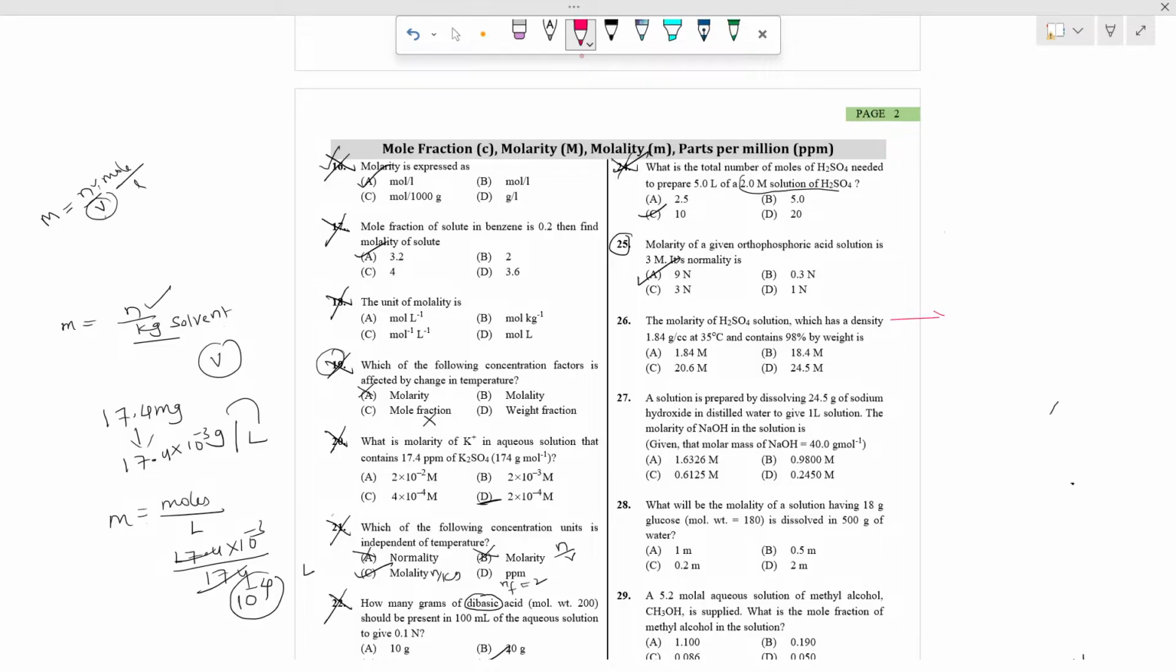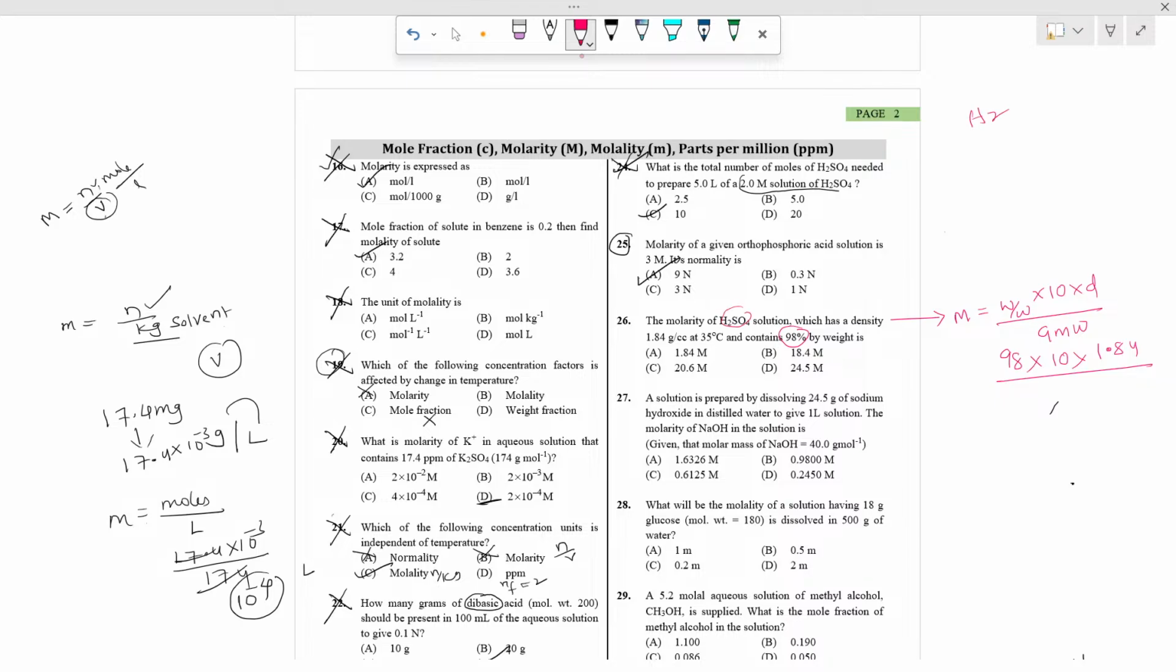In question number 26, what is the formula? To calculate molarity: weight by weight percentage into 10 into density, upon gram molecular weight of the solute. So this is the formula. How much weight by weight percentage is given? 98%, so 98 will come here. 10 is 10. Density is 1.84.